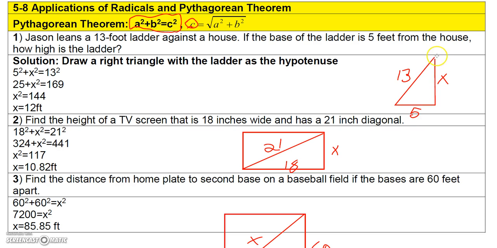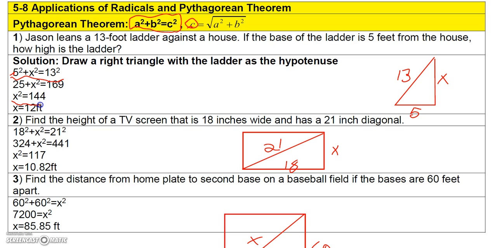So in this triangle we have a right triangle because there's a right angle right here, and so we know that 5 squared plus x squared has to equal 13 squared. So that's where I get this equation, 5 squared plus x squared equals 13 squared. If you square the 5, you get 25 plus x squared equals 169. If you square the 13, you get 169. Now if I subtract 25 from both sides, I get x squared equals 144.